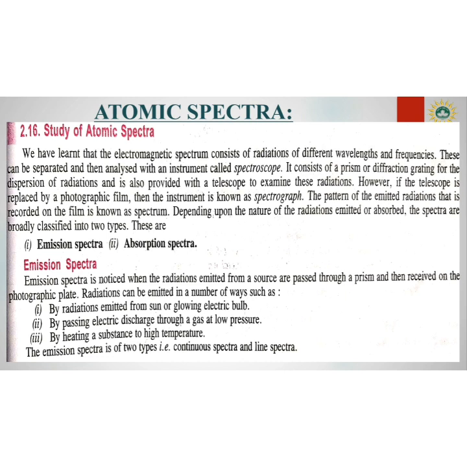Depending on the nature of the radiations emitted or absorbed, the spectrum is classified into two types. One is emission spectrum, another is absorption spectrum. Now, what do we mean by emission spectrum? Suppose from a source of light or source of energy, energy is coming and falling on some object. Now, this object will go to a higher state when it absorbs the energy.